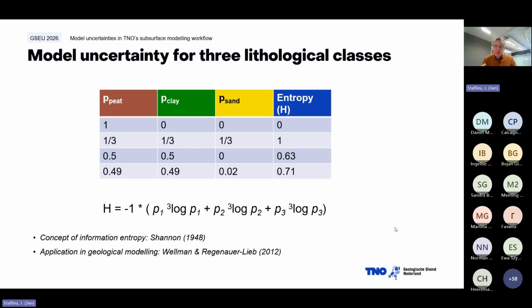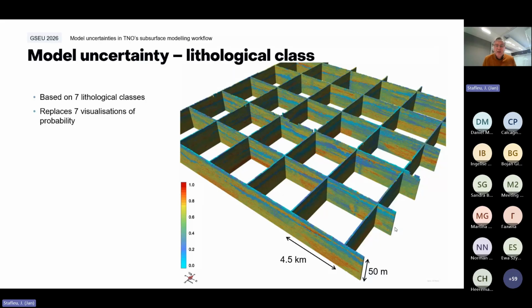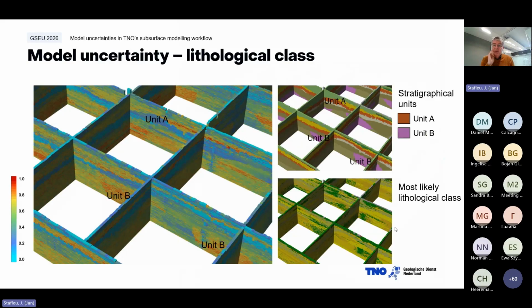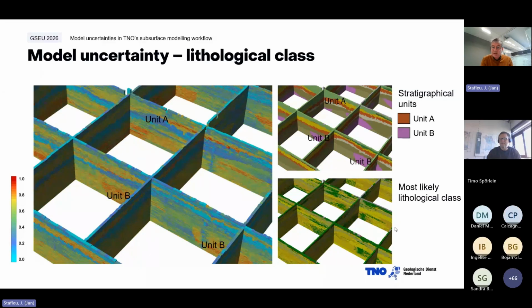So you can see that this entropy takes into account the probability distribution amongst the lithological classes, and also the number of lithological classes that play a role. So the uncertainty will drop if lithological classes have a 0 probability. We've applied this rule to the 7 lithological classes of the GeoTop model and now have a single visualization of probability. Let's have a closer look. You can see unit A, that was the unit with a very high probability of clayey sand. You can now see that indeed the model uncertainty of that unit is very low. And there's also a unit B, which is very heterogeneous in composition, and is also deeper in the subsurface, so that has a very high model uncertainty.